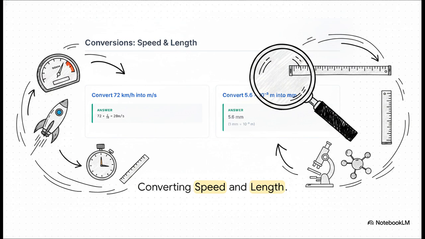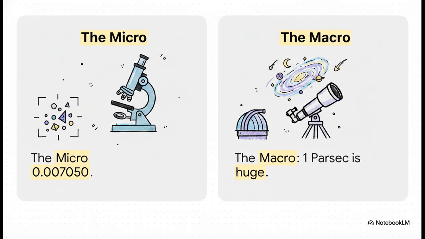Easy, right? Now apply that exact same logic to length. Let's shift 5.6 times 10 to the negative 3 meters into millimeters. Since 1 millimeter is 10 to the negative 3 meters, it beautifully simplifies to just 5.6 millimeters. It's so crucial to see how this scaling works in real terms so we can fluently speak the language of physics. Now, physics requires us to hold two wildly different scales in our heads at the exact same time, the micro and the macro.